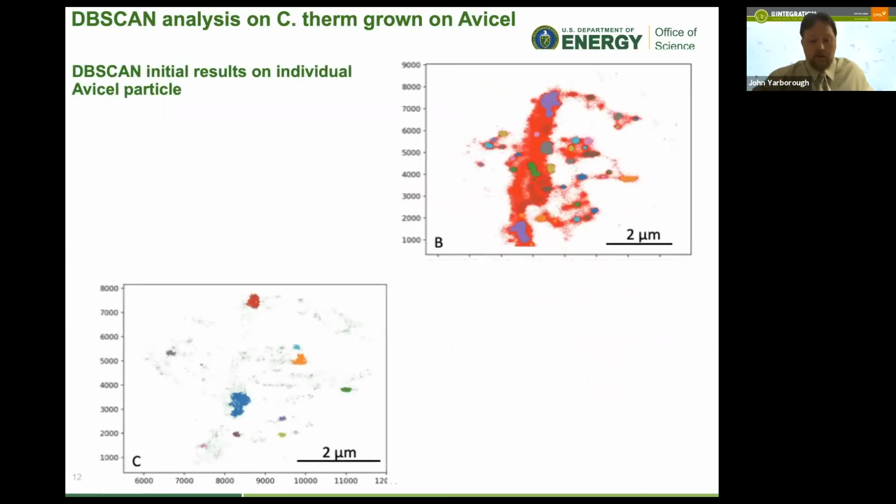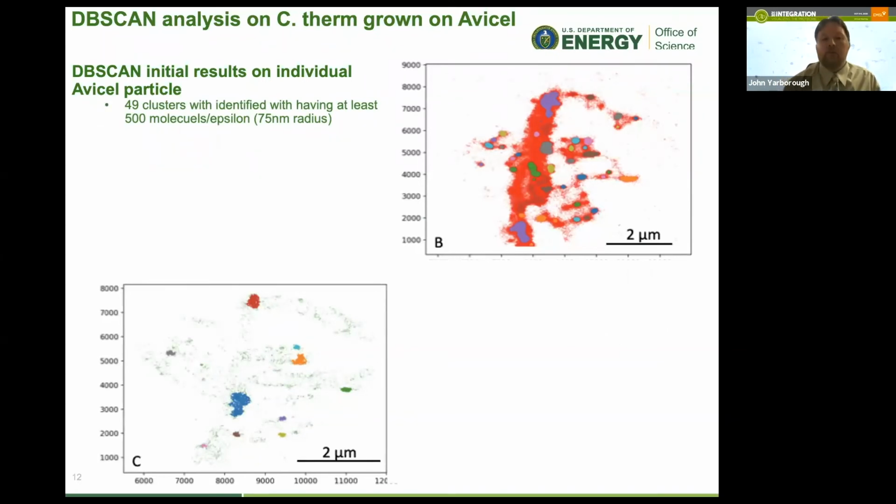Here I show the cluster analysis generated by this algorithm. We identified 49 clusters with at least 500 molecules per epsilon, meaning that within that defined radius, at least 500 molecules are within that area. And what we see here with the CBM3 is that, yes, at the point where that bacteria is adhering to that cell wall, we have a significantly increased clustering of the CBM3, which says that that is actually helping tether that microbe to that bacterial cell wall.